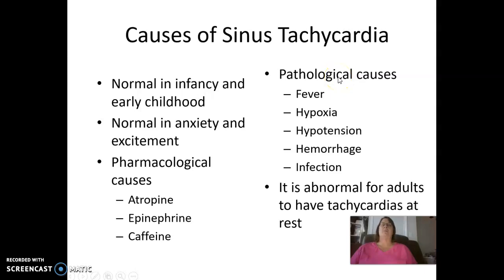The thing we have to remember is that it is not normal for adults to have tachycardia at rest. If you're working on a cardiac monitored floor, and you're getting your patient up and walking them for the first time in the hallway and their heart rate's 110, 120, I'm not going to be overly alarmed so long as they're doing okay, they feel okay, I get them back to bed, and their heart rate comes back down. I know what caused it.